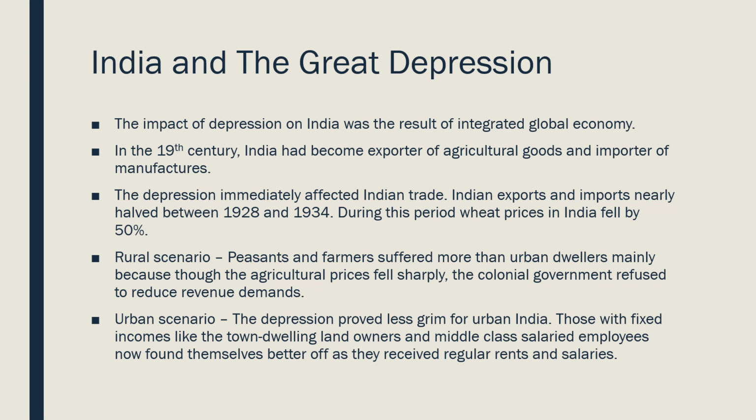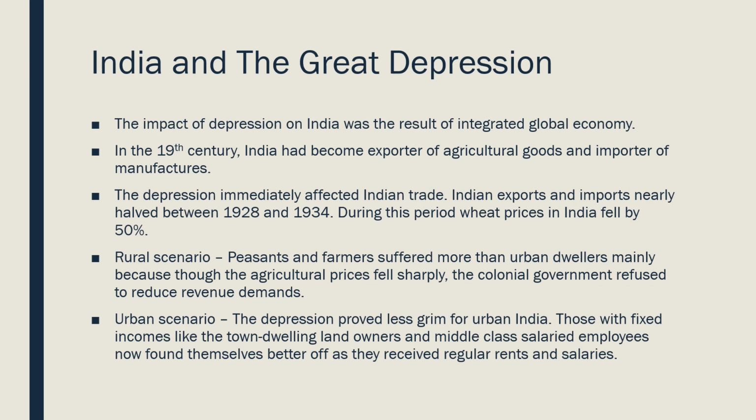But when we see the prospects, we find that the rural scenario was much worse and the urban scenario faced a better situation. In rural areas, peasants and farmers suffered more than the urban dwellers, mainly because though agriculture prices fell sharply, the trade in agriculture goods reduced. The colonial government refused to reduce the revenue demands.